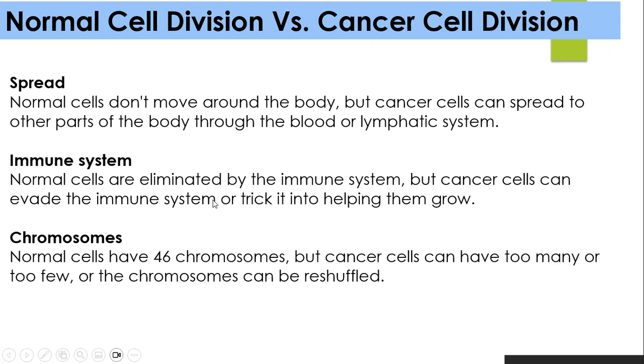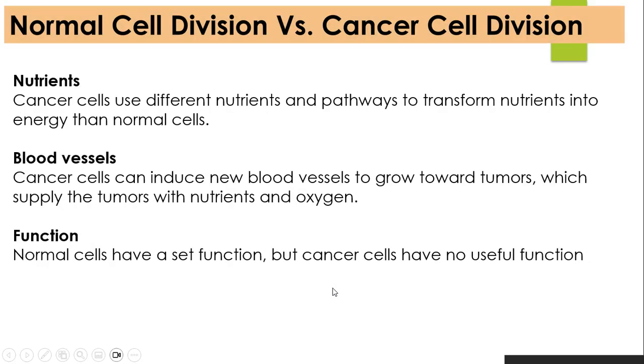All they want to do is divide, divide, divide. They don't care about space. They don't care about quality. They don't care about any kind of chromosomal locations. They just want to divide. Normal cells have 46 chromosomes, but cancer cells can have too many or too few, or the chromosomes can be reshuffled, right? So location is a concern. Normal cell division versus cancer cell division.